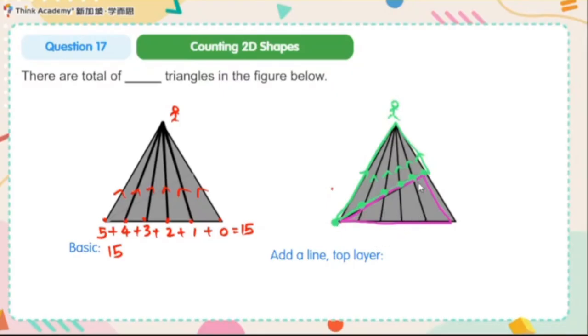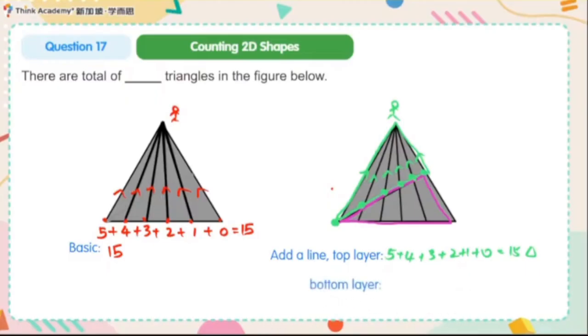Okay, how many points are to its right? 5 to its right. 4 to its right. 3 to its right. 2, 1, 0. So again, 5 plus 4 plus 3 plus 2 plus 1 plus 0. So that will be 15 triangles. All right. And then what about the bottom?